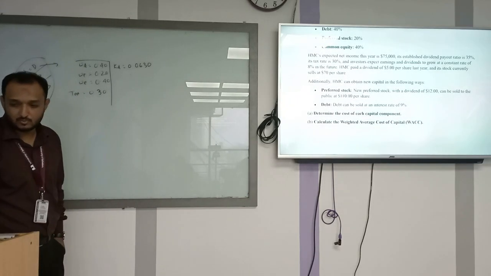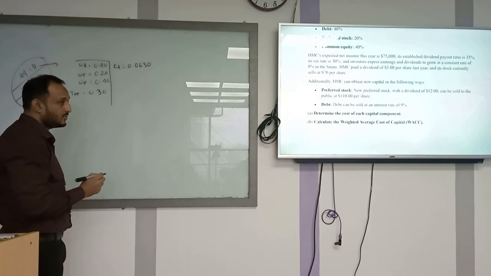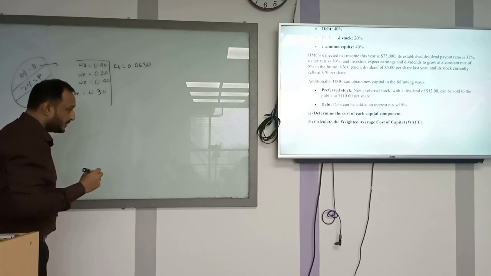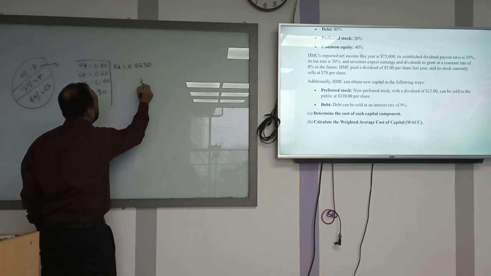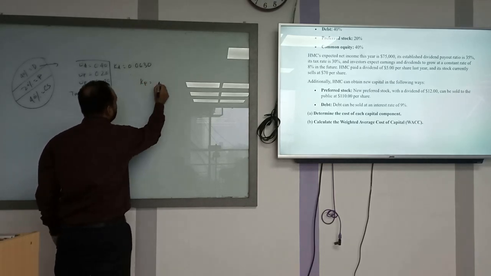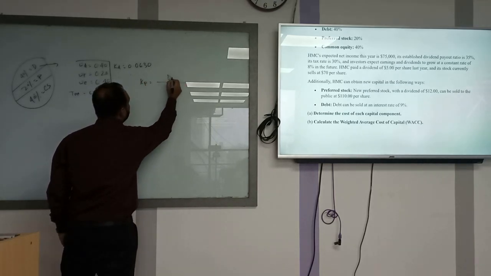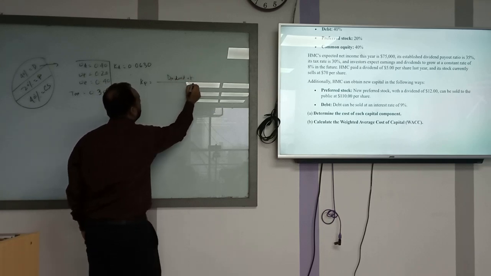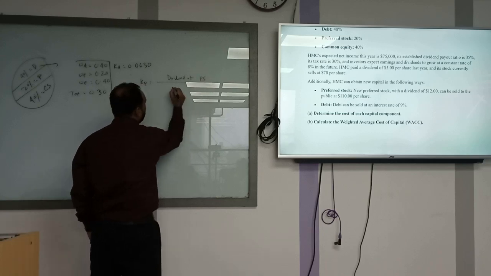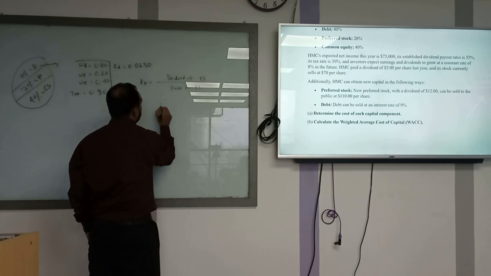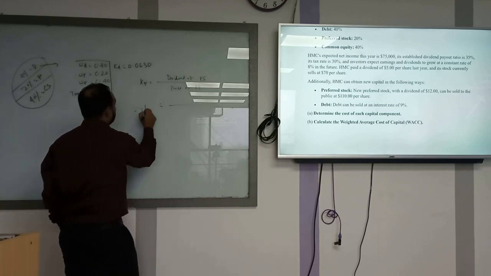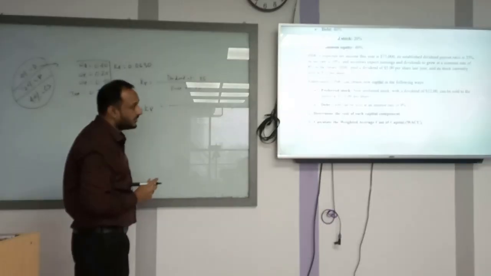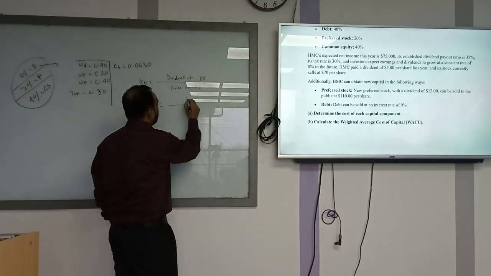এরপরে কি আছে? WP মানে weight of preferred stock দেয়া আছে যেহেতু, so we can go for the calculation of cost of preferred stock. তার মানে KP. So KP বের করতে হলে আমার কি লাগবে? DP, তার মানে dividend of preferred stock divided by price of preferred stock. So dividend কত? Projected dividend কত? $12 per share, right?